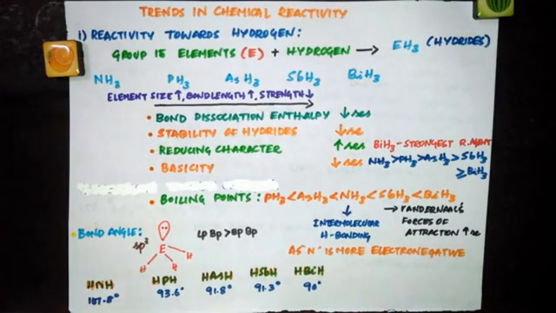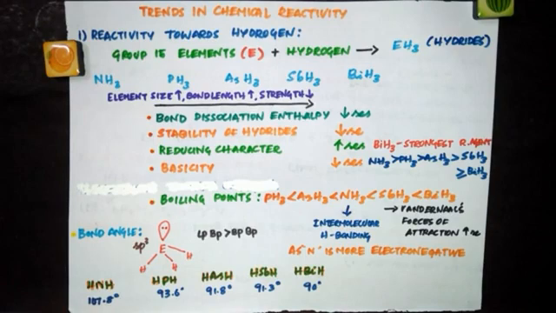Second one, stability of hydrides. Just now I told you strength decreases, bond dissociation enthalpy decreases. So obviously what will decrease? Stability decreases. When you are able to break some bond easily, then we say it is not that stable. And we have already said as you move from ammonia to bismuthine, bond dissociation enthalpy decreases. So stability of these hydrides decreases in this order. Next comes reducing character. What is meant by reducing character? It is a tendency to liberate hydrogen.